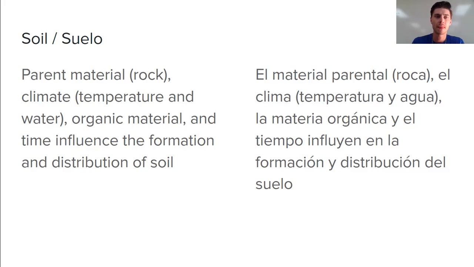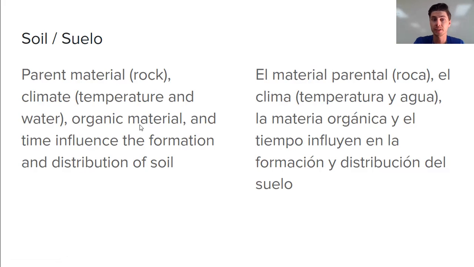Second is climate. Climate, among other things, includes the average temperature and average amount of rainfall in a place. Areas that have high temperatures and high rainfall will have different soil characteristics than places that are cold or dry.